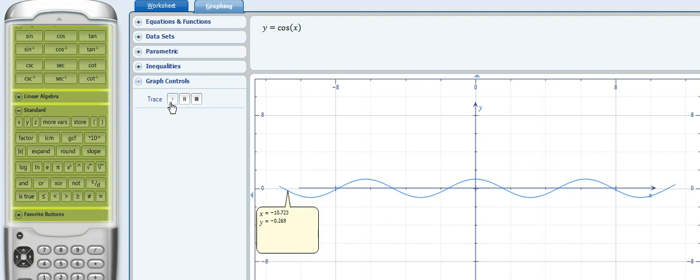Let me trace the points for you. What is this point? It's (0, 1). It's not exact, but it is (0, 1). We plot this point, which is (0, 1).